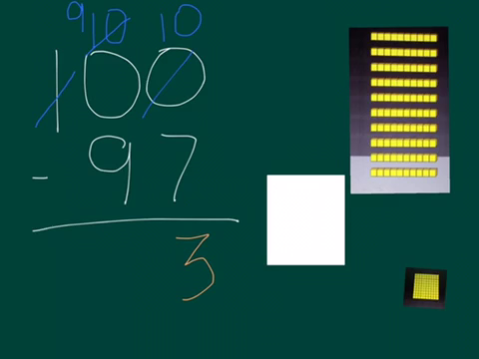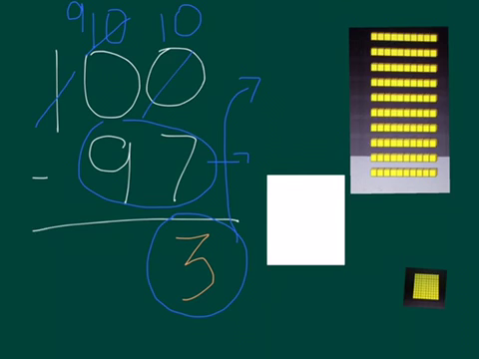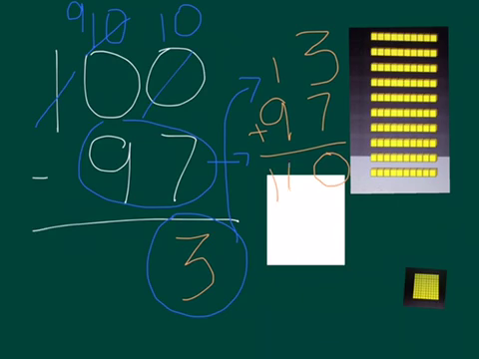Now remember, we also learned that we should always check our problems by adding, by taking our answer and adding it to the number that we subtracted. So we take 3 and we add it to 97. And when we add those together, 3 plus 7 is 10. I put down my 0, carry my 1. 1 plus 9 is 10. And I end up with 100, which is the number that I started with. So I know that 3 is the correct answer.